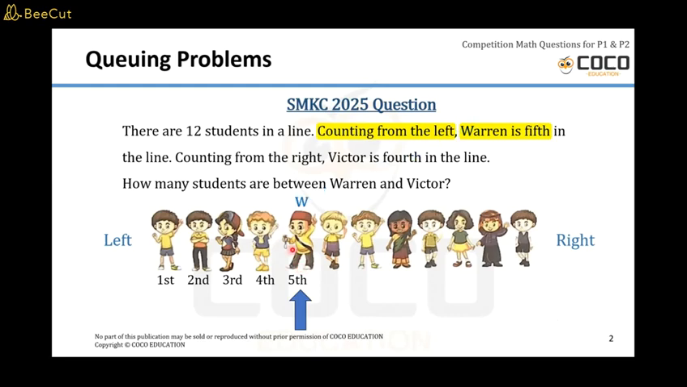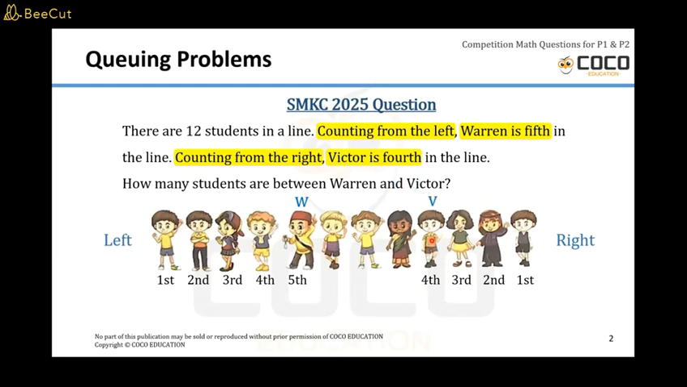Okay, put a mark on him, then let's continue. Counting from the right, Victor is fourth in the line. So start from the right, we count one, first, second, third, fourth. So this person over here is Victor.